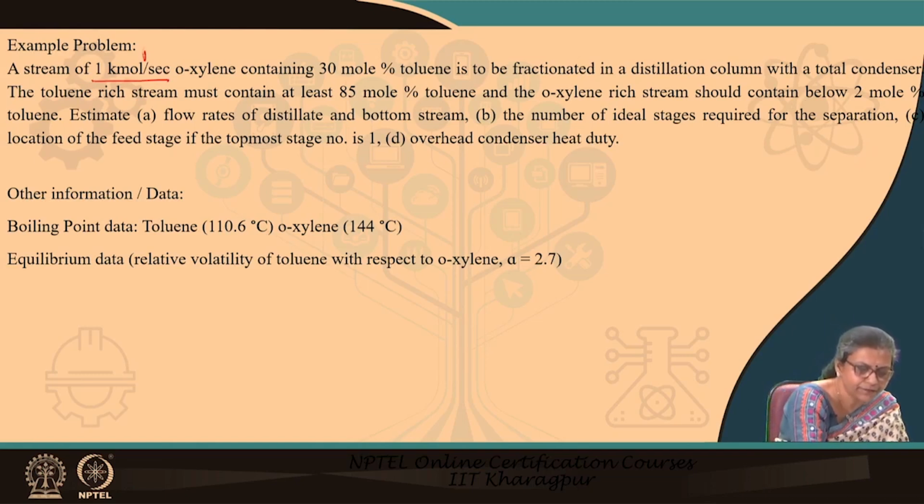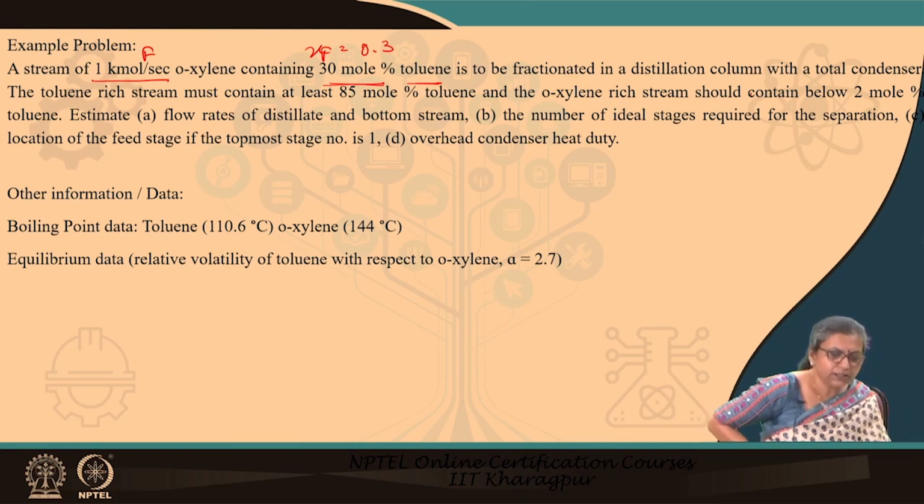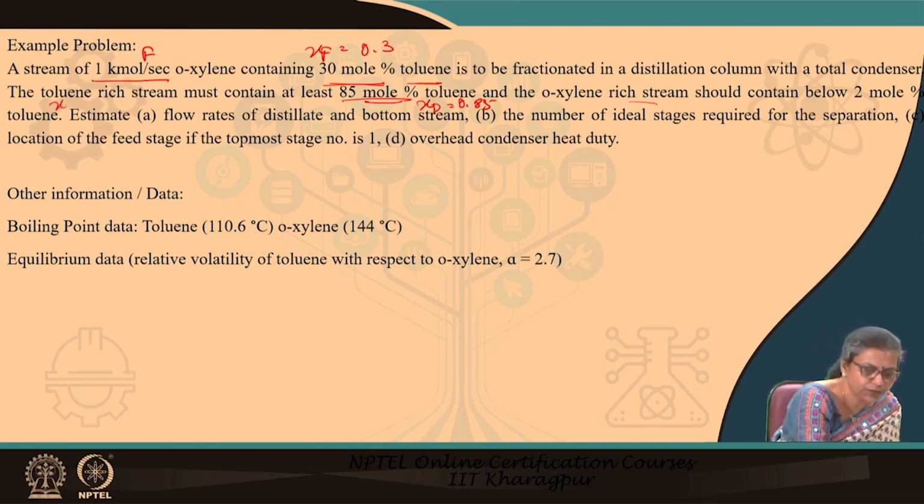We find that F is equal to 1 kilomole per second, it is orthoxylene which contains 30 mole % toluene. Naturally, toluene is the more volatile component. So, therefore, XF is equal to 0.3. We are operating with a total condenser, and the toluene rich stream is the distillate. So, the distillate composition is also given in terms of toluene. The orthoxylene rich stream is the bottom product, which should contain below 2 mole % toluene. So, therefore, XB is equal to 0.02.